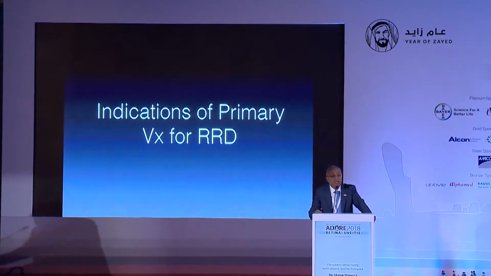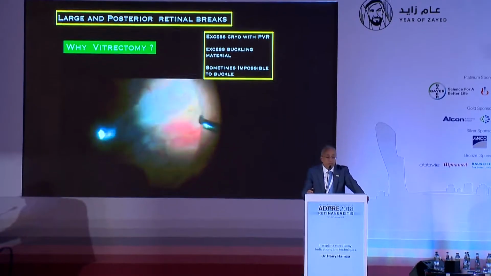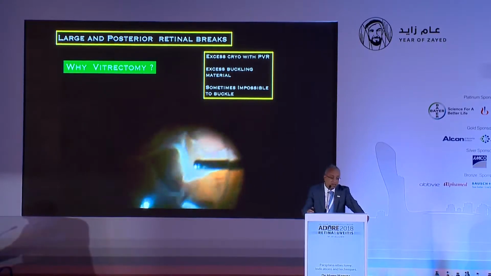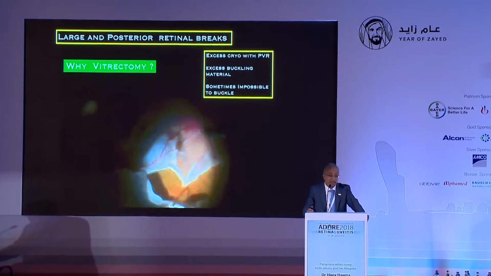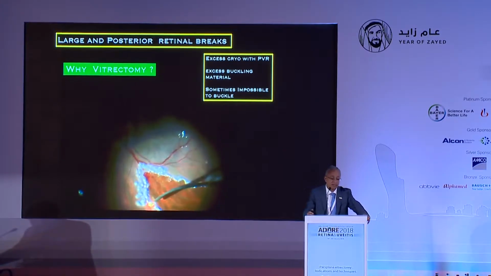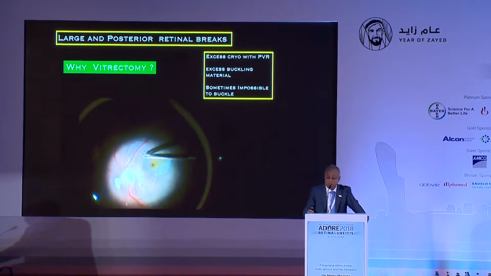Now, what are the indications of vitrectomy for primary retinal detachment? First of all, if we have a large and posterior retinal break. Why vitrectomy? In these cases, it may be inaccessible to reach the break. You may have to do excess cryo, as in this break we see in the video, and also sometimes it is impossible to buckle.